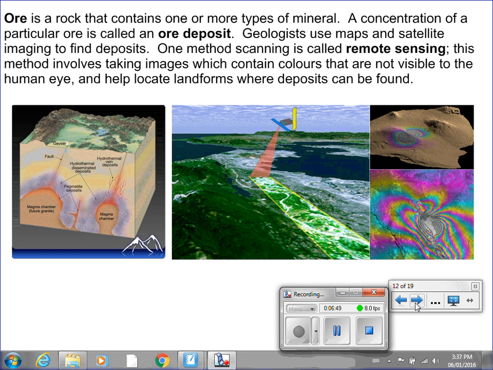Ore is a rock that contains one or more types of mineral. A concentration of a particular ore is called an ore deposit. Geologists use maps and satellite imaging to find deposits. One method of scanning is called remote sensing. This method involves taking images which contain colors that are not visible to the human eye and help locate landforms where deposits can be found.